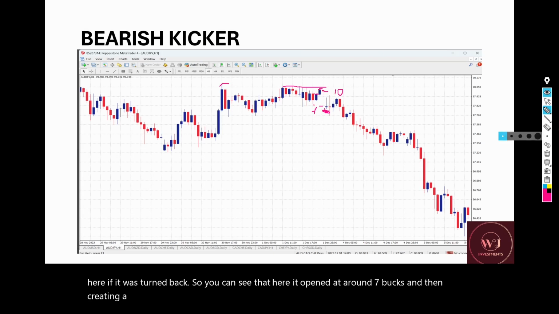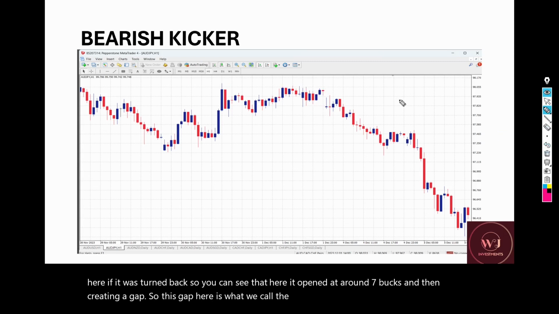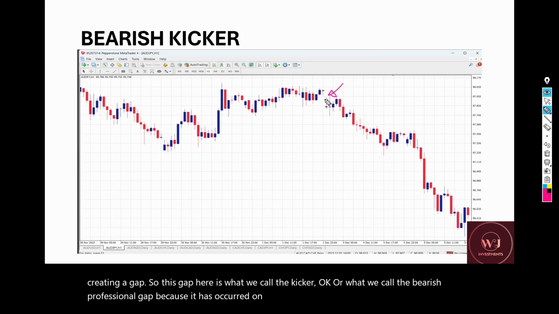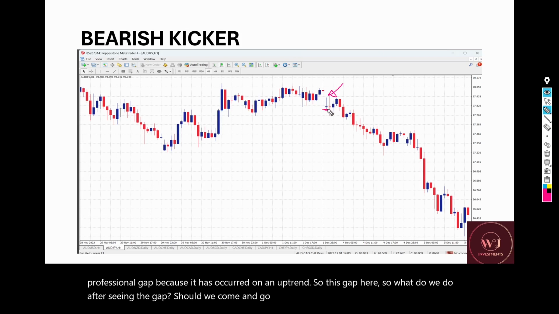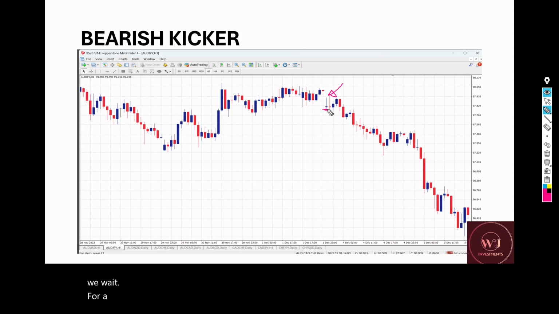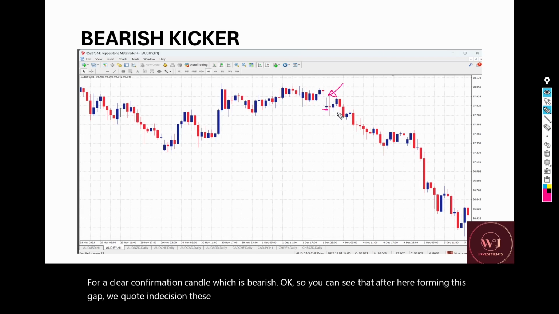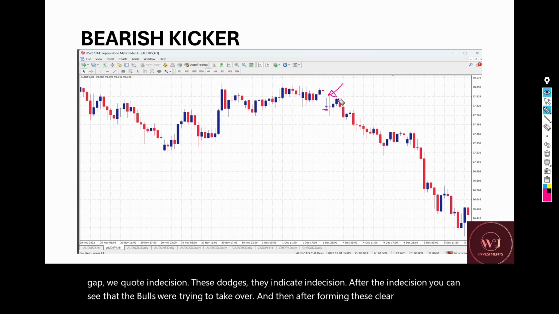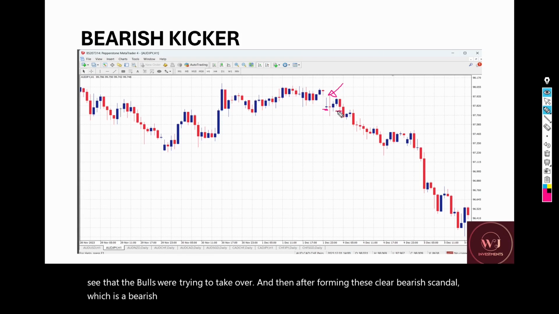So this gap here is what we call the kicker, or the bearish professional gap, because it has occurred on an uptrend. So what do we do after seeing the gap? Should we go and take a short trade from here? No. What we do is wait for a clear confirmation candle which is bearish. You can see that after forming this gap, we got indecision. These dojis indicate indecision. After the indecision, you can see that the bulls were trying to take over, and then after forming this clear bearish candle, which is a bearish engulfing, we can say that we could make our entry.